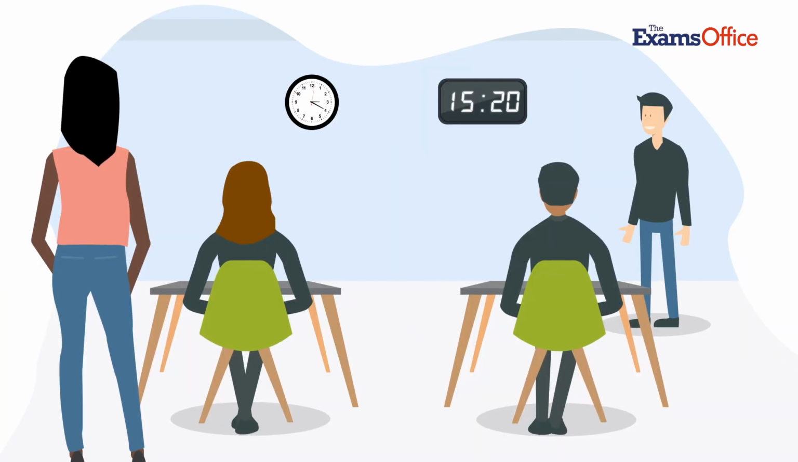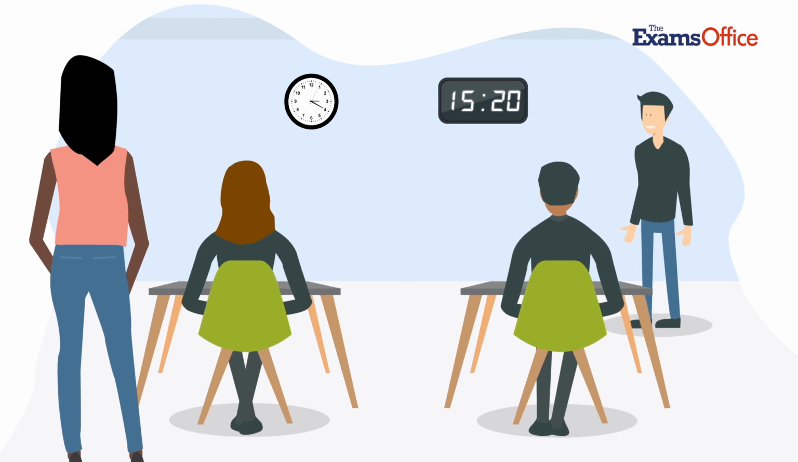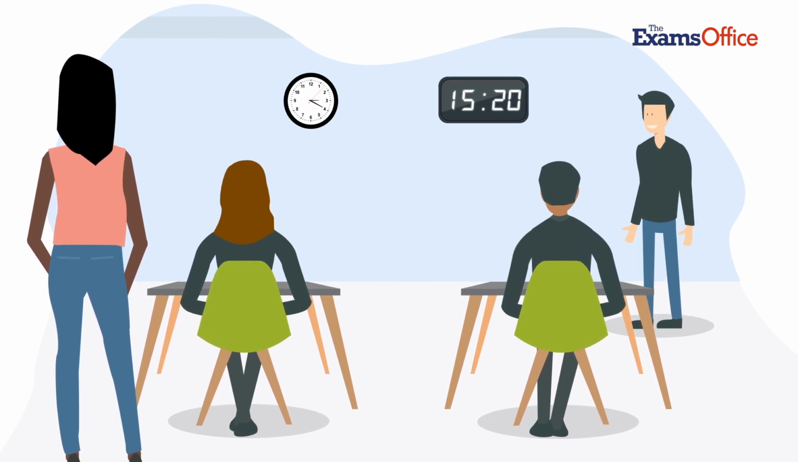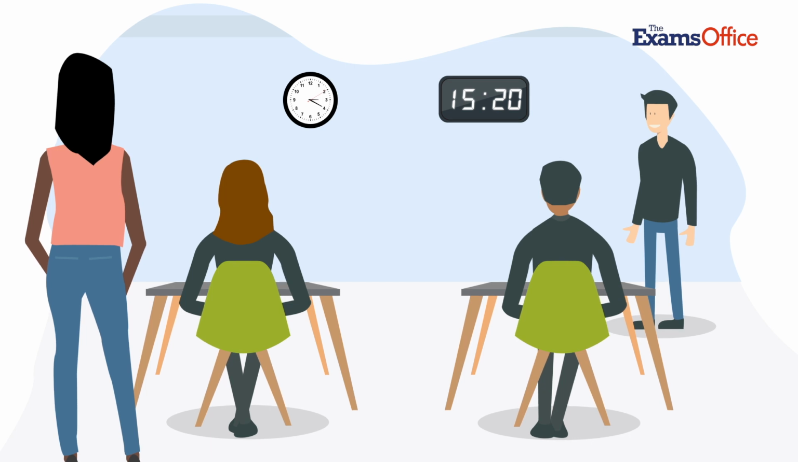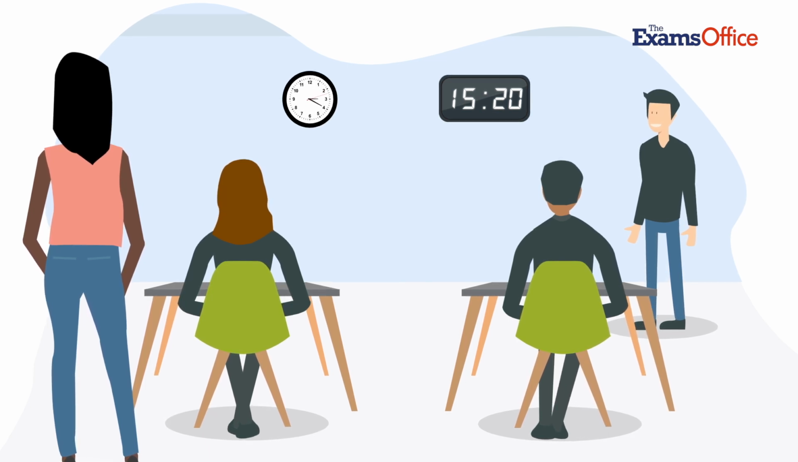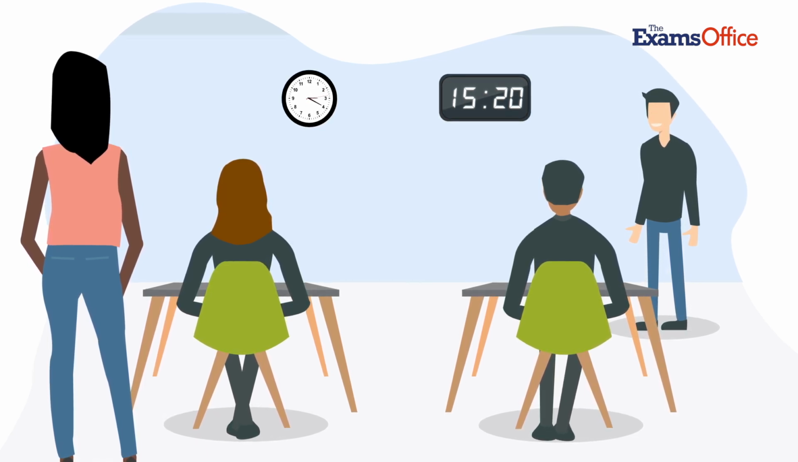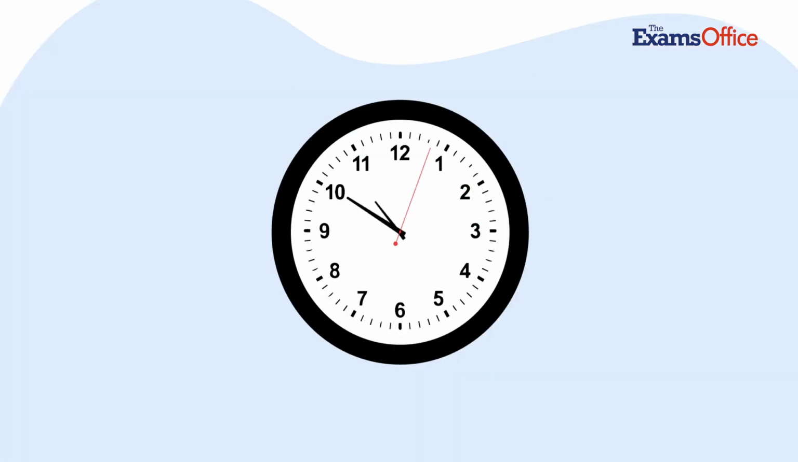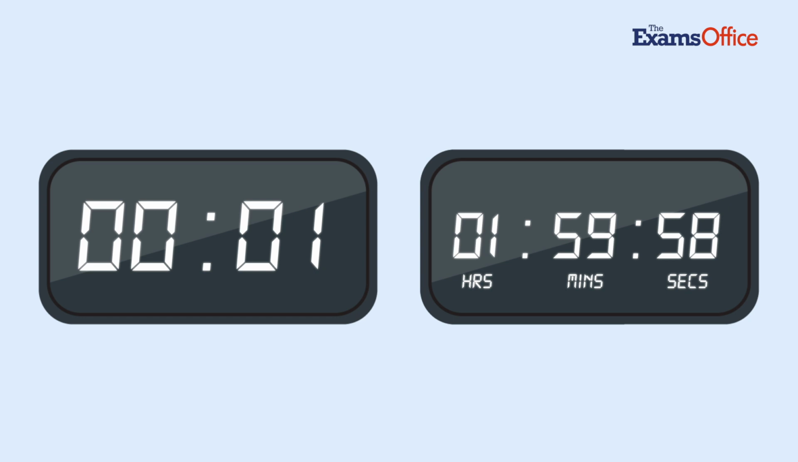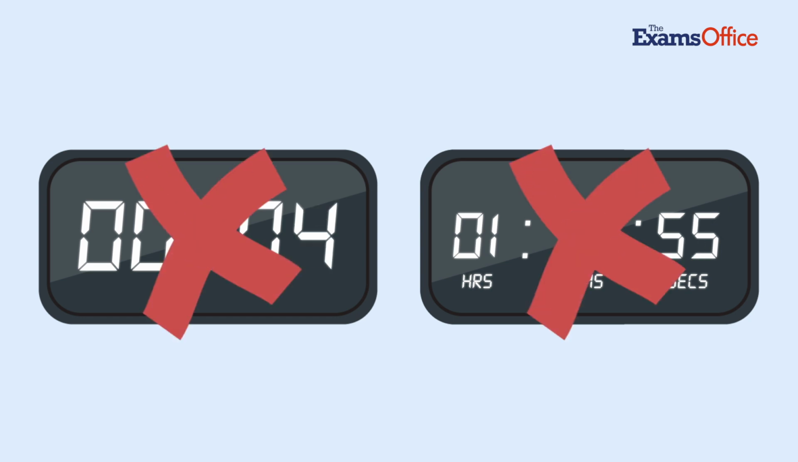A reliable clock, analog and/or digital, must be visible to each candidate in the examination room. The clock must be big enough for all candidates to be able to read clearly. The clock must show the actual time. Countdown and count-up clocks are not permissible.